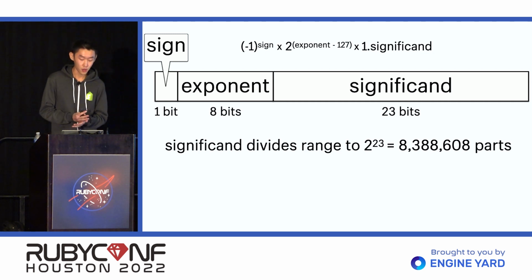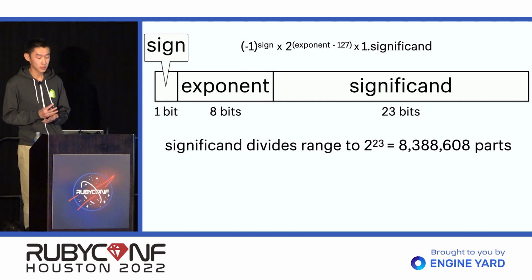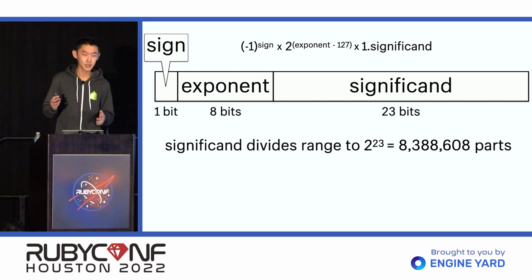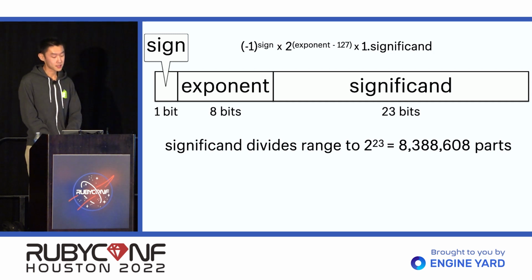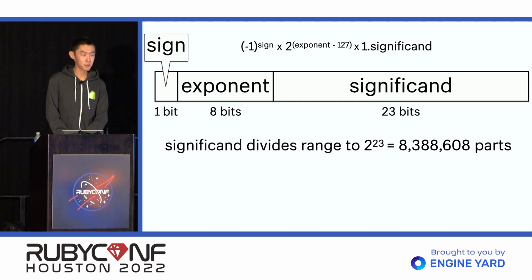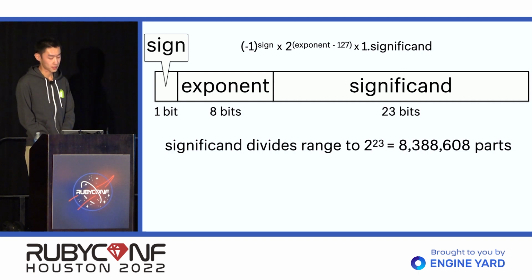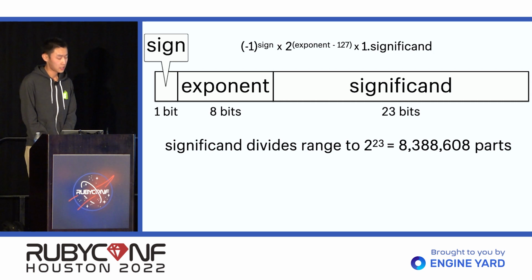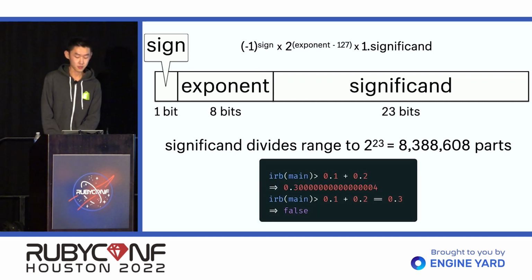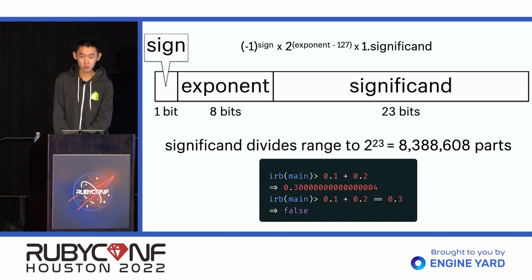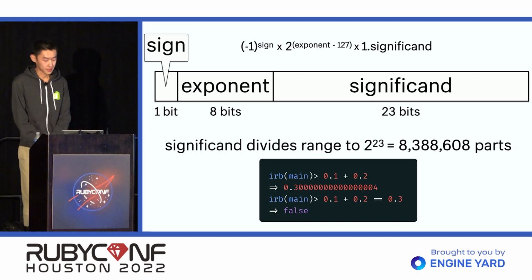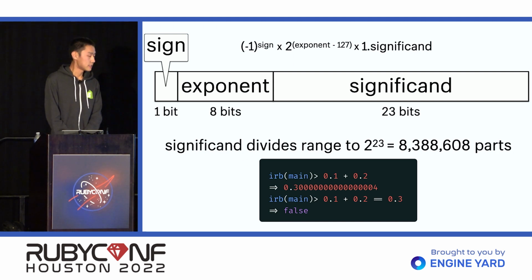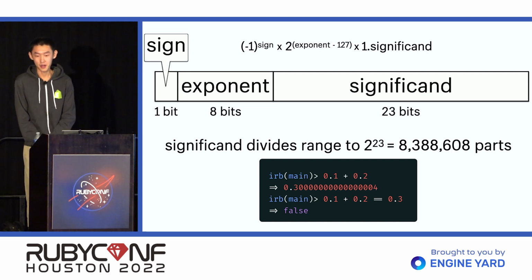It's interesting to note that because the significand can only divide the range into a finite number of parts, it means that certain numbers cannot be precisely represented as floating point numbers. You can actually see the consequences of this. Try opening up IRB or a Ruby script and try to add 0.1 and 0.2. You'll get a result that's not quite 0.3. Why this is left as an exercise for you to think about after this talk.